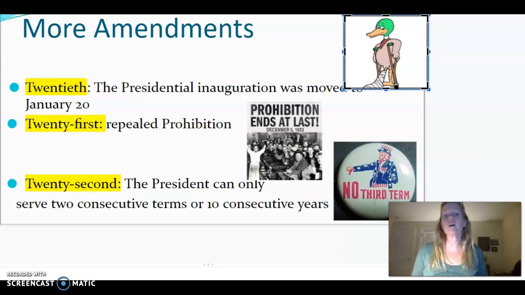That's 8 years. Or if he comes in office as a result of a vice president dying or being assassinated or something, then 10 years, you could tack on those 2 years depending on when he came into office.